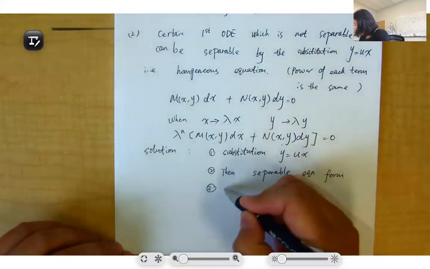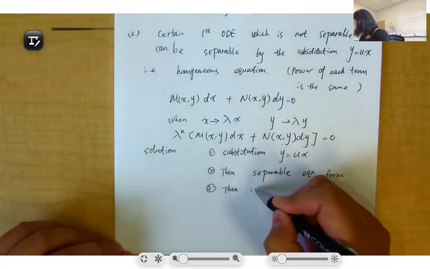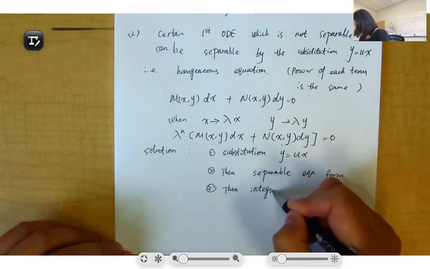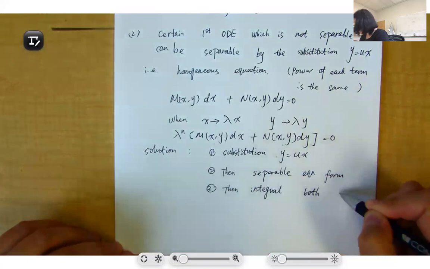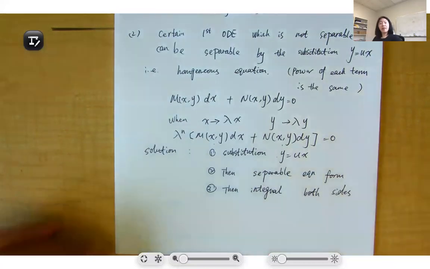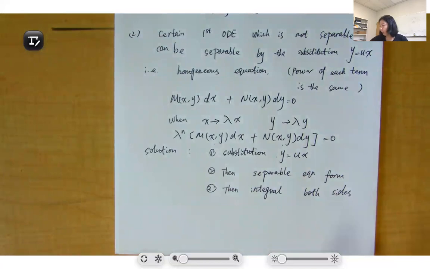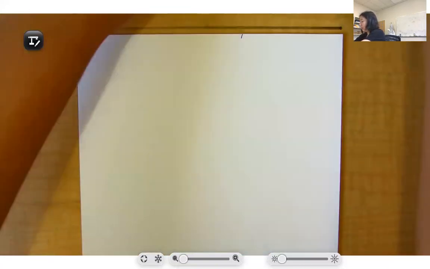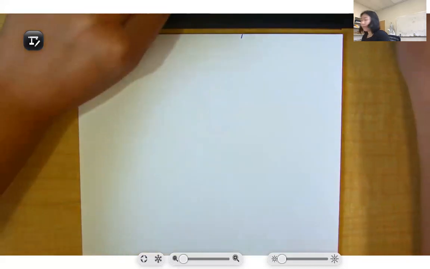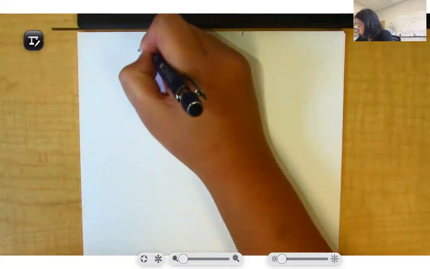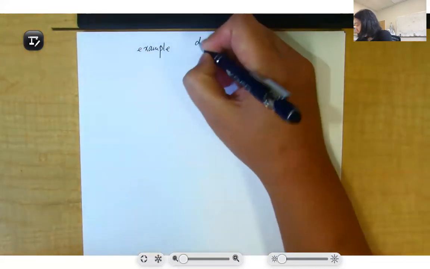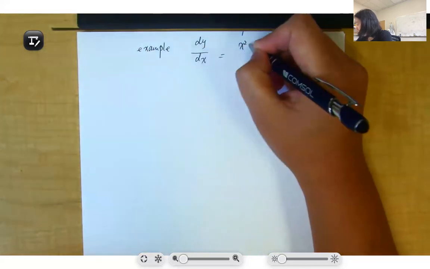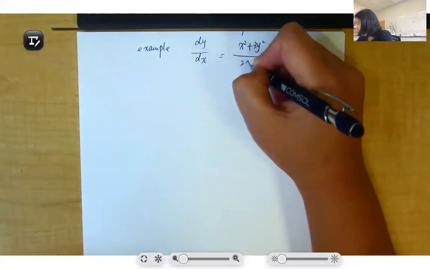Then the third part, we just integrate both sides. Okay, and we will make an example for the second part. So let's make an example: dy over dx equals (x squared plus 3y squared) over 2xy.